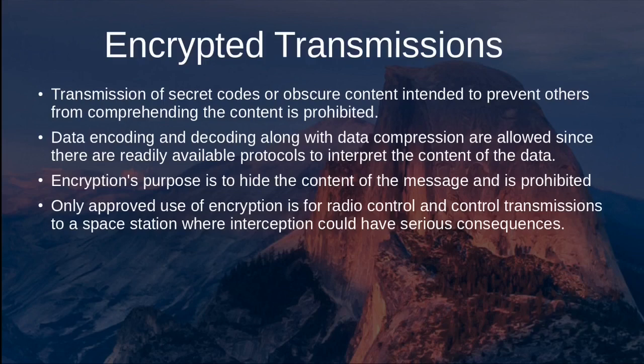An encrypted transmission, the purpose of that is to hide the content of the message, and that is prohibited. The only approved use of encryption is for radio control and control of transmissions to a space station where interception could have serious consequences. So you can use an encrypted signal for radio control and control of a transmitter to a space station, as long as that is for the sole purpose. As long as you don't want anyone else controlling your space station because it may result in harm to others, that's a legitimate reason.